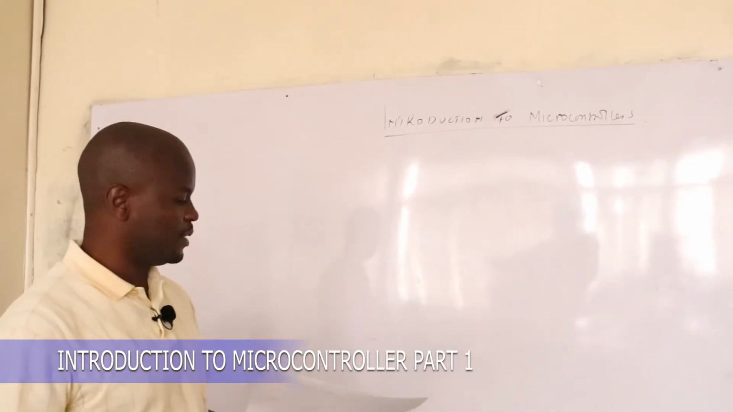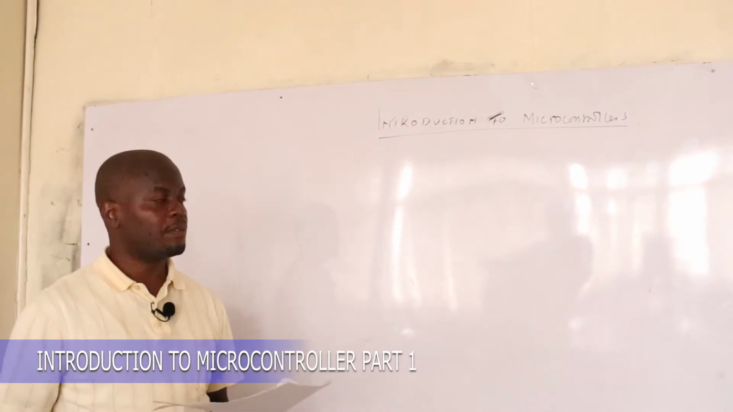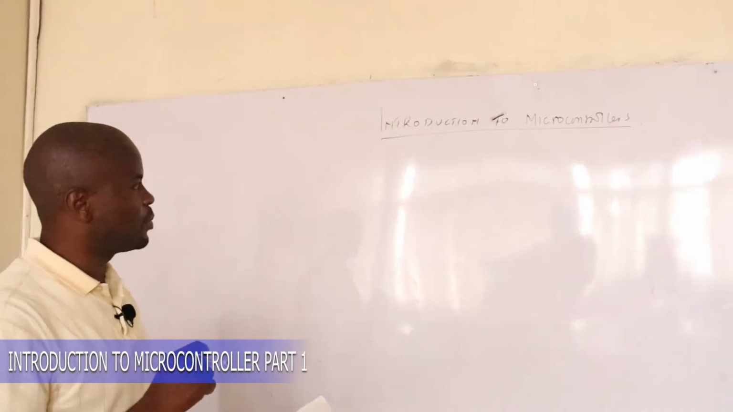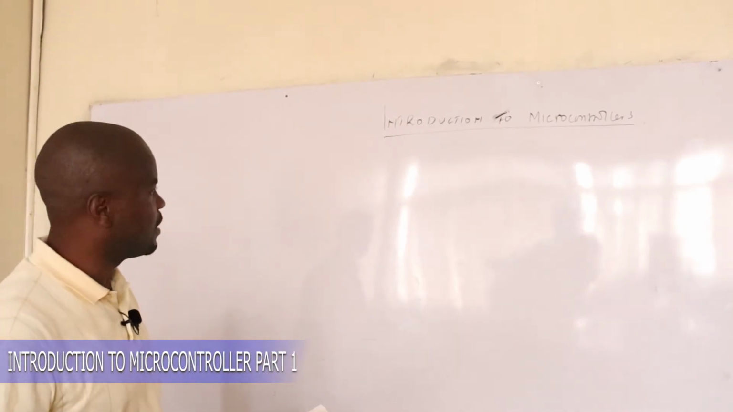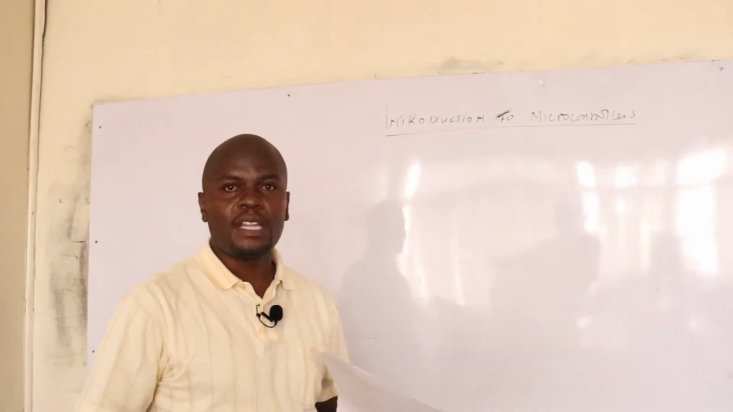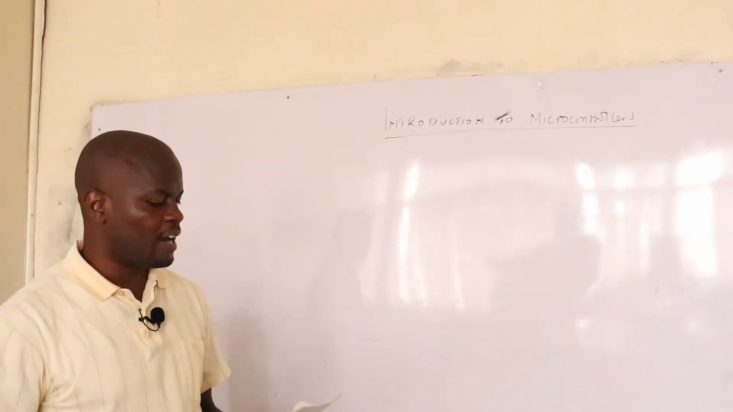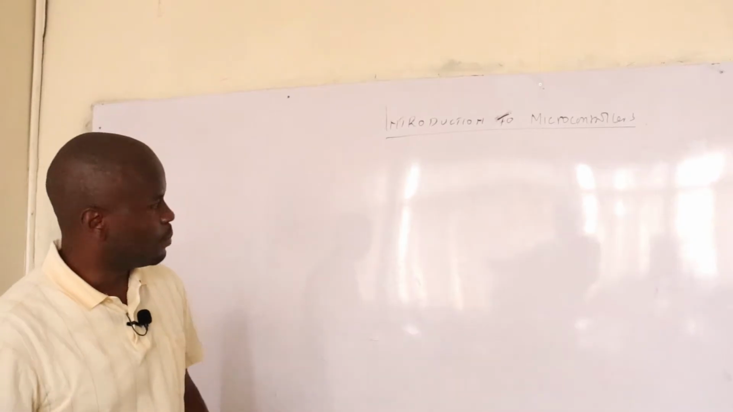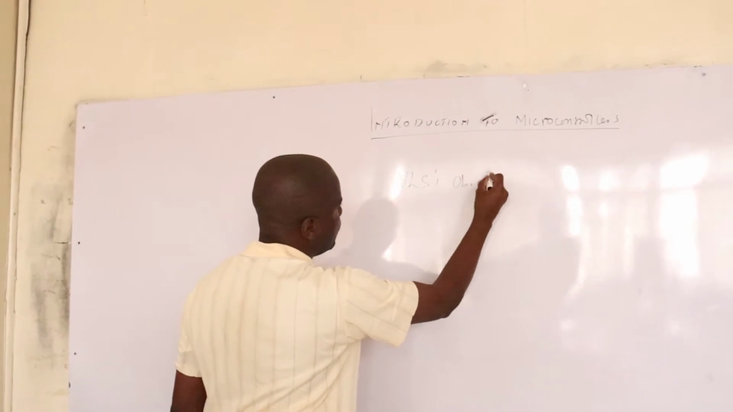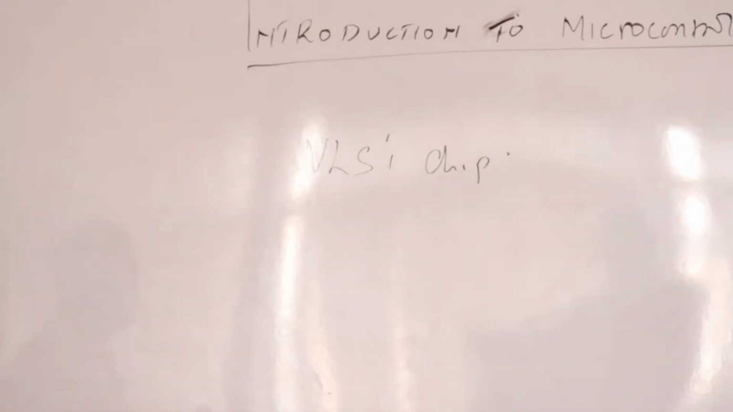Introduction to microcontrollers, and we are going to first define what a microcontroller is. If somebody asks you what a microcontroller is, you can just say that a microcontroller is a computer that is implemented on a very large scale integration chip, which we usually call a VLSI chip.